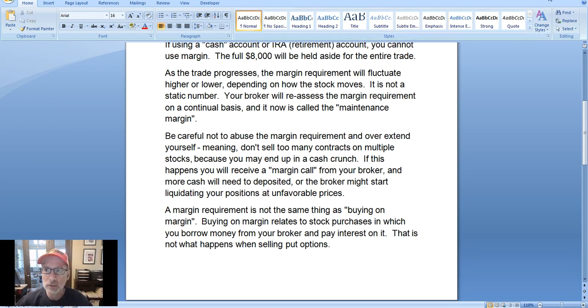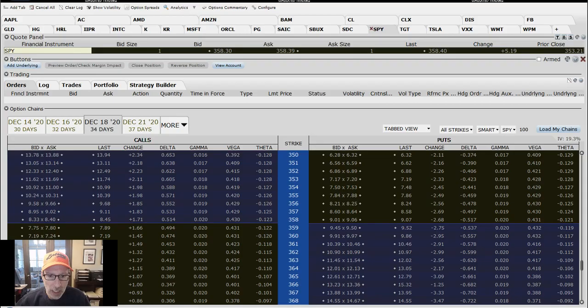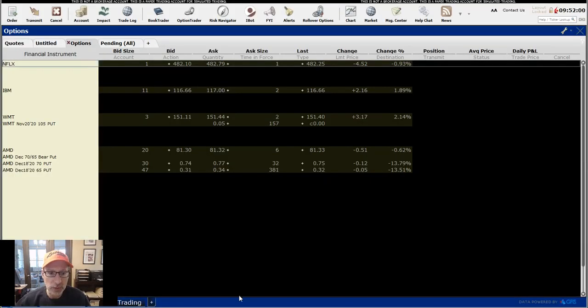All right, so let's take a look at how this actually works. I'm going to bring up my Interactive Brokers simulated trading platform, and we're going to see what happens when you sell a put option, how you can see what the margin requirement is in actual dollars, and you'll be able to see what that is before you actually place the trade. So let's bring up our Interactive Brokers option chain here.